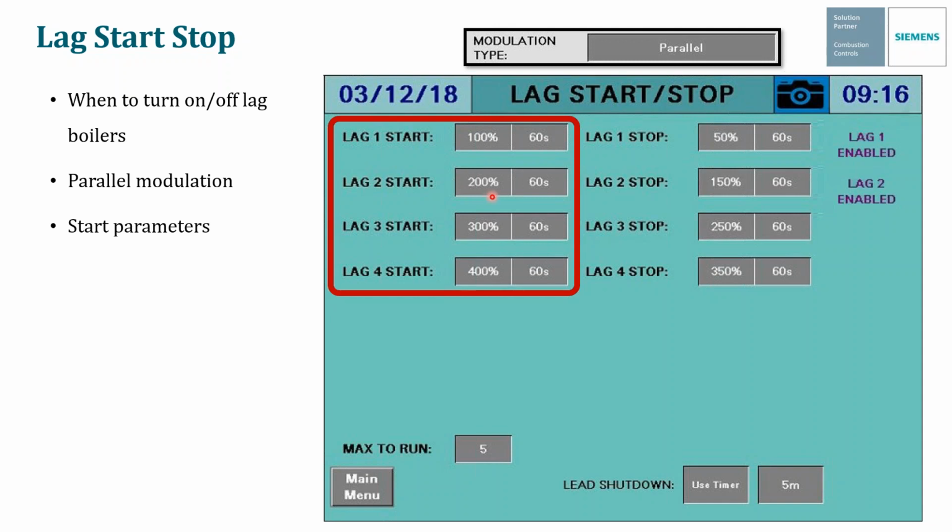The second one here says that if the system has a total demand of 200% for 60 seconds, then turn on lag 2. In this instance, it would look like lead boiler number 1 was at 100% and lag 1 was at 100% for 60 seconds, and then the third boiler, or lag 2, would be turned on, and so on and so forth as you go down to lag 3 and lag 4.